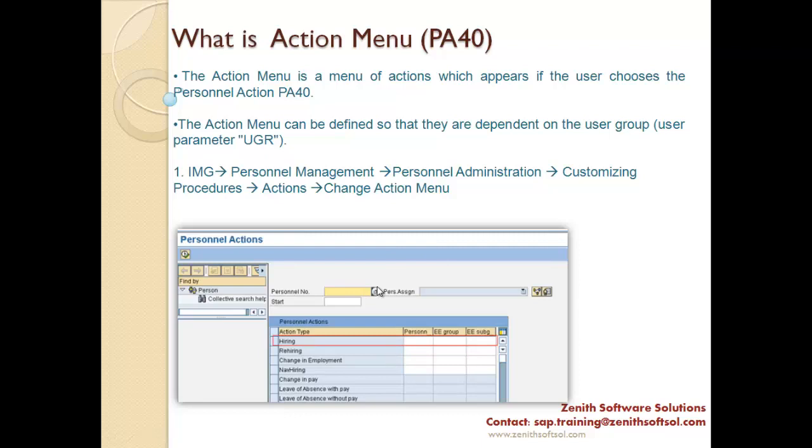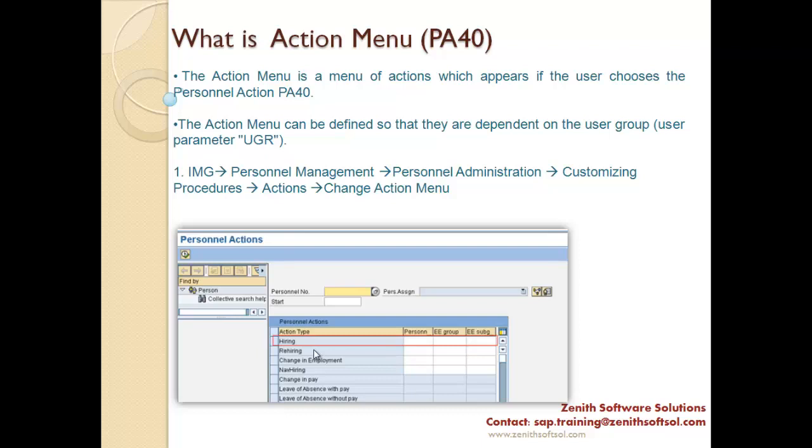And for my user group, if I am responsible for hiring a person, rehiring a person, some other actions, then those actions will be under my menu. Even though you are also using the transaction code PA40, I am also using the same transaction code PA40. The only difference is that you will only see those actions which are permitted to you, and I will see those actions which are permitted to me. So this is the action menu dependent on the user group. I hope it's becoming very clear.